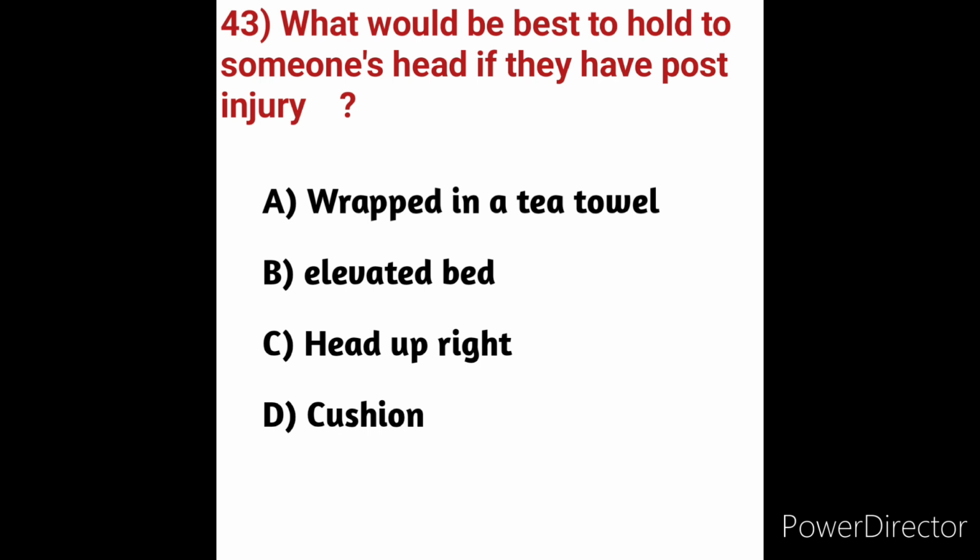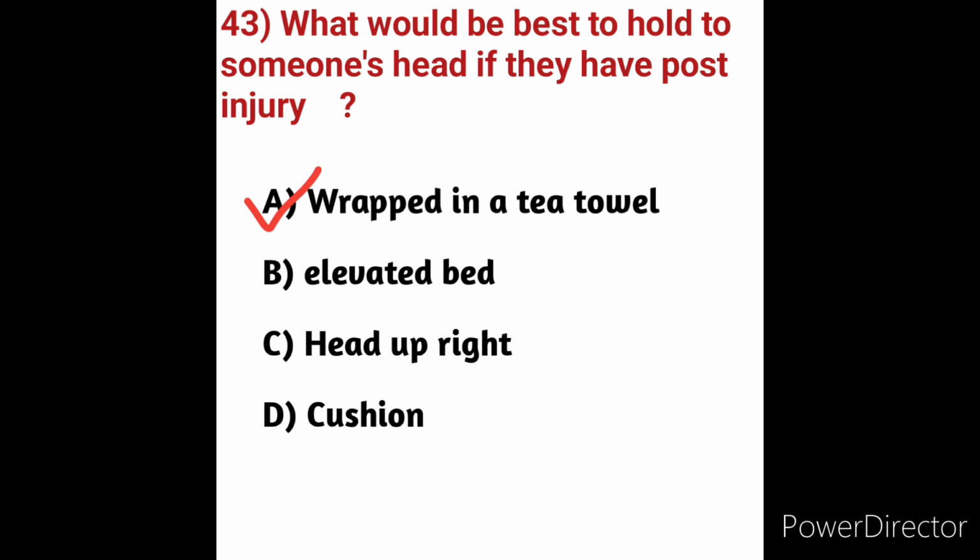Try a bag of ice wrapped in a tea towel. Wrapped in a tea towel, it keeps the ice in place, makes it easier to refresh, and reduces discomfort and pain. So the best thing to hold to someone's head after injury is ice wrapped in a towel. Option A is the correct answer here.